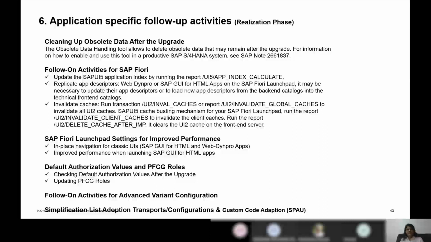Apart from this, as a system comes from 1511 to 1909, there are certain other activities that need to be done. That is follow-up activities on SAP Fiori, because Fiori architecture has changed and many new features have been added to enhance the performance. So the system will prompt you to update indexes. It will prompt you to update caches. It will prompt you to invalidate the caches which were built in the previous Fiori application, so that the new caches can be built and the new Fiori performance can be realized.